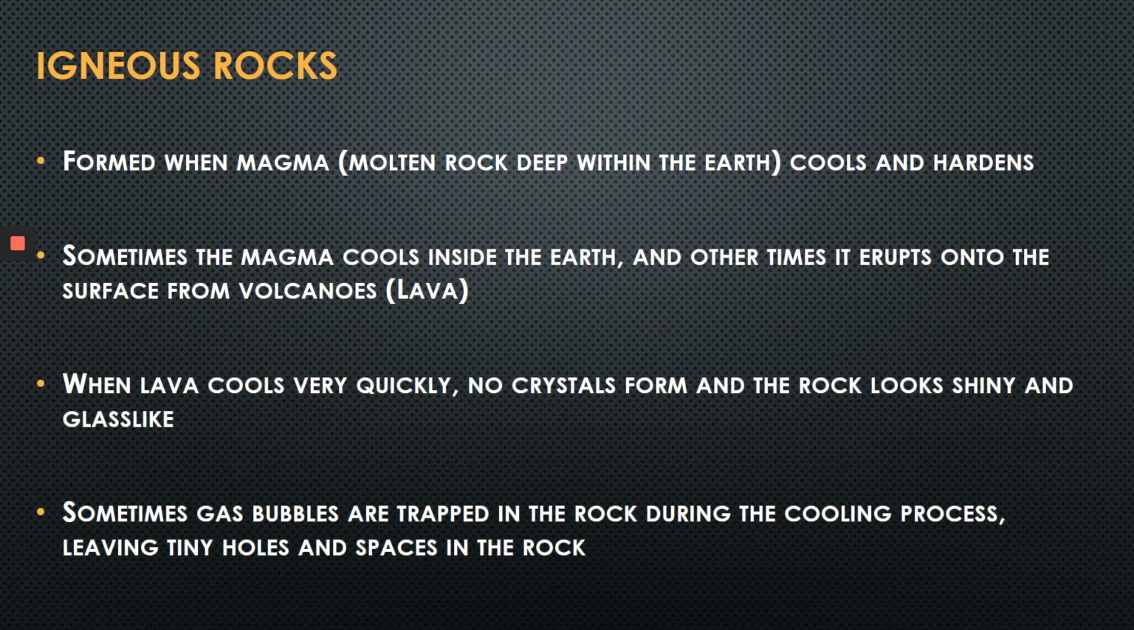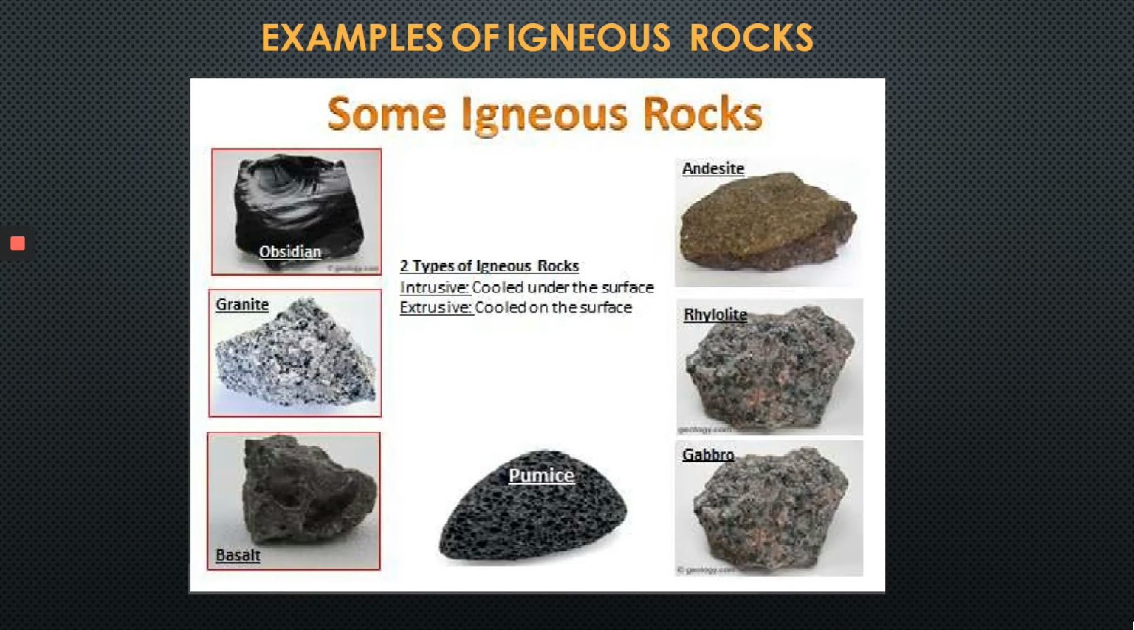Igneous rocks are formed when magma, molten rock deep within the earth, cools and hardens. Sometimes the magma cools inside the earth, and other times it erupts onto the surface from volcanoes, which is known as lava. When lava cools very quickly, no crystals form and the rock looks shiny and glass-like. Sometimes gas bubbles are trapped in the rock during the cooling process, leaving tiny holes and spaces in the rock. Here are some examples of igneous rocks.